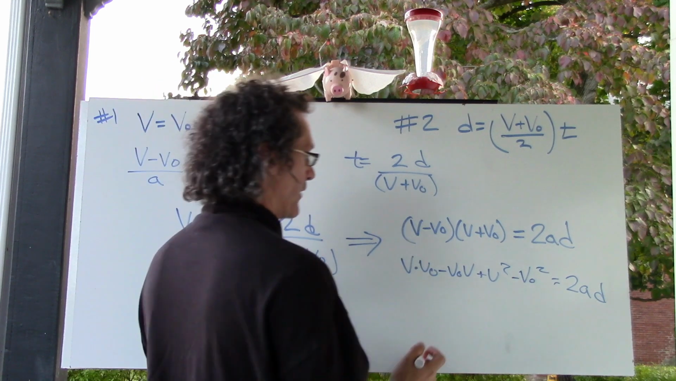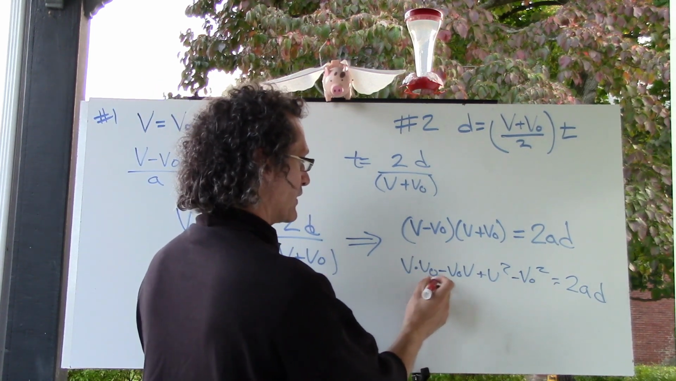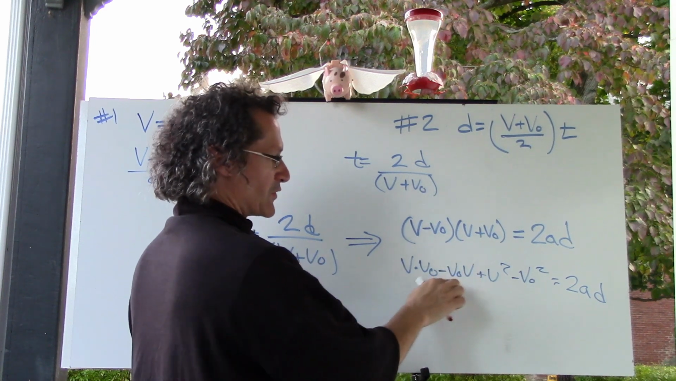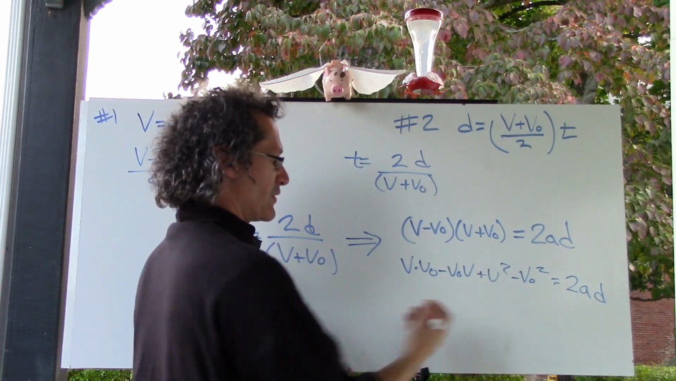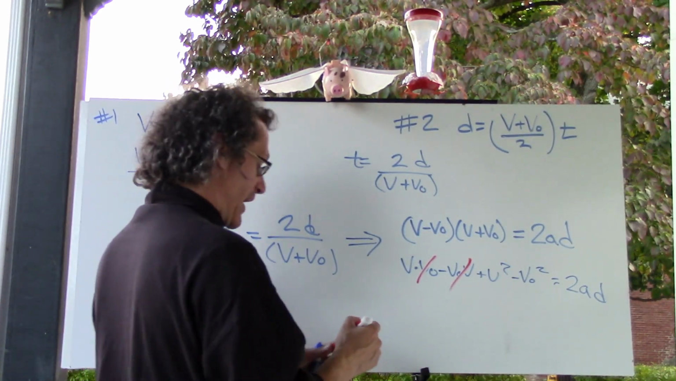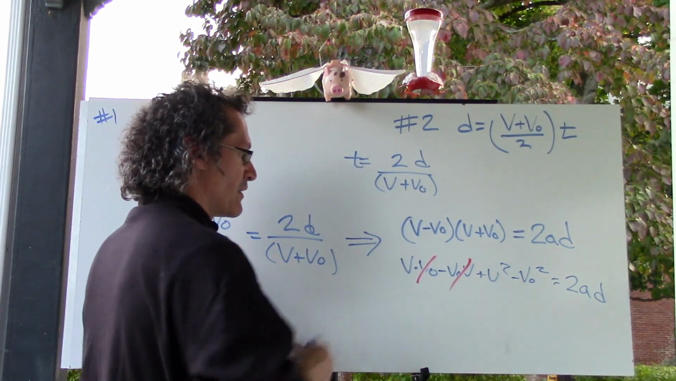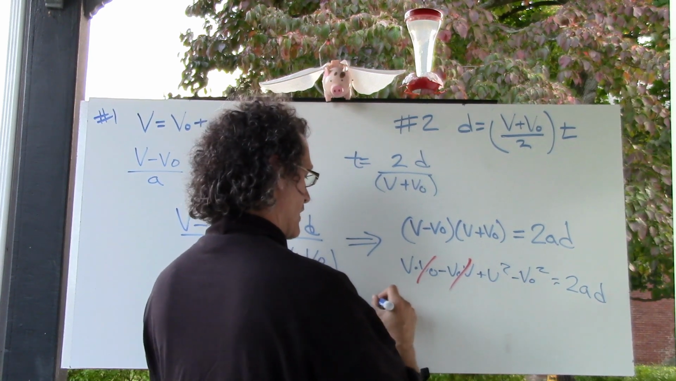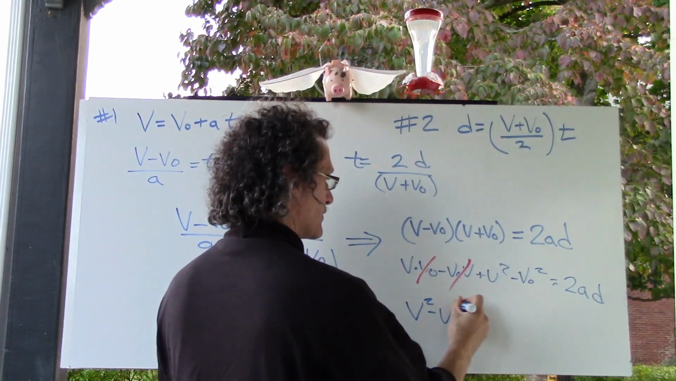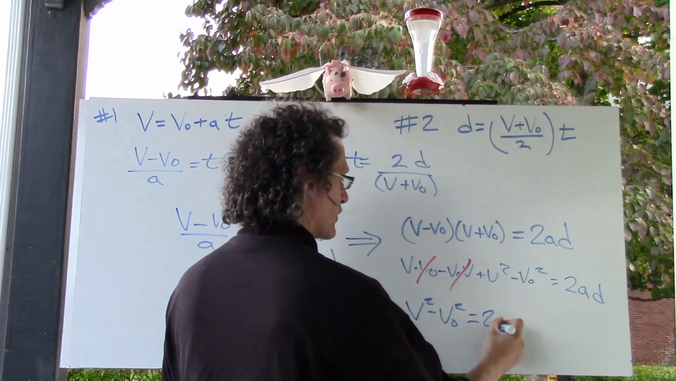So here we go. v times v naught minus v naught times v. Well, these are the same because we can switch these around in terms of multiplication. They're the same value except one is negative, so these guys cancel each other out. So what we have is some nice looking stuff here: v squared minus v naught squared. So that's v squared minus v naught squared equals 2ad.